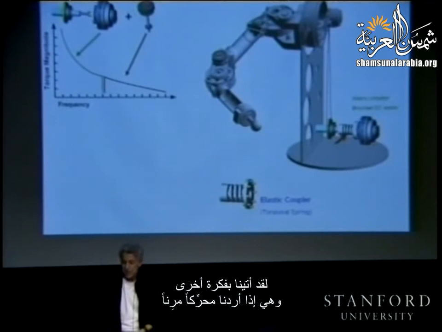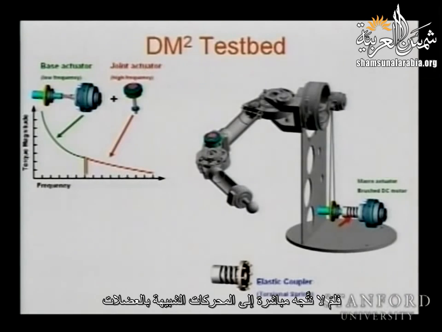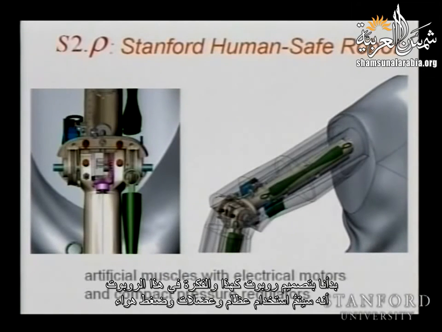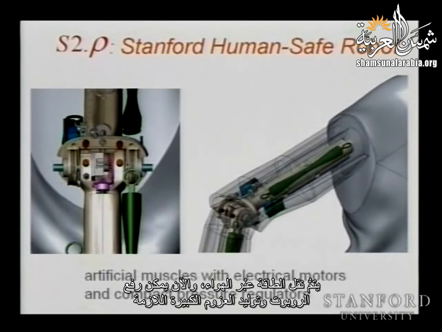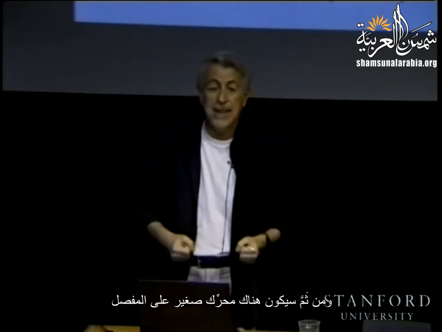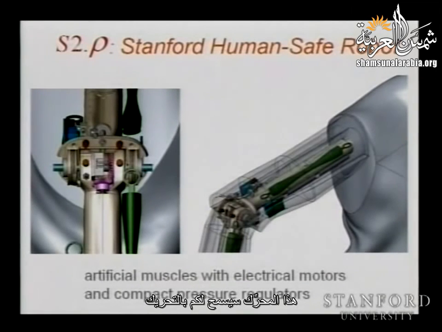And we came up with another idea, which is if we want an elastic actuator, why don't we go directly for muscle-like actuators, like in this nice concept? So we started building a robot like this, and the idea in this robot is that you use bones, muscles, and air pressure, so you are bringing the energy through the air, and now you can lift the robot, you can produce the large magnitude of torques needed. And then you add a small motor on the joint, and this motor will allow you to get the dynamics.